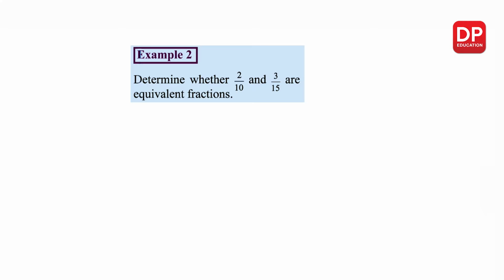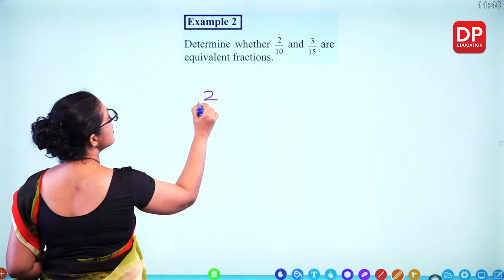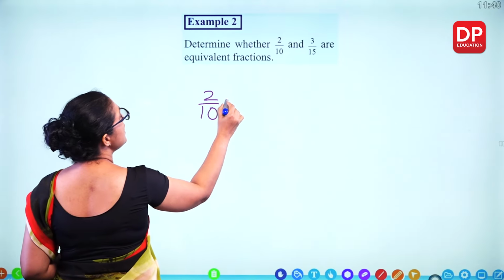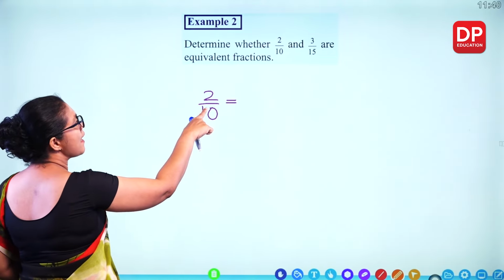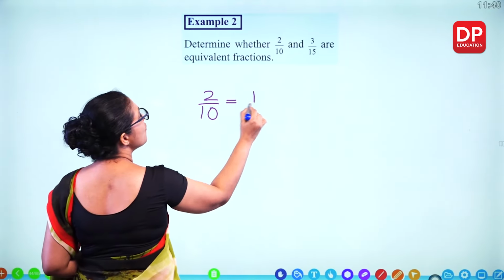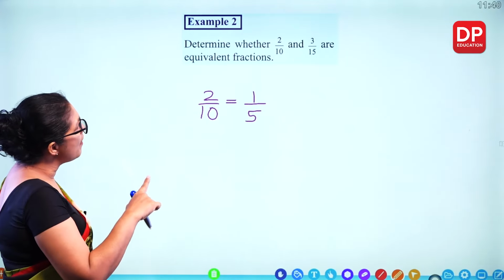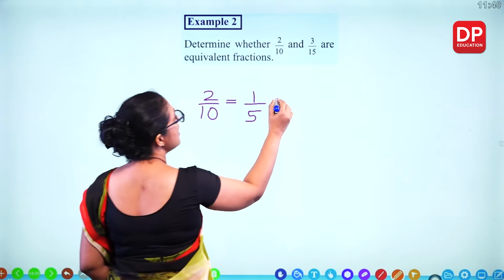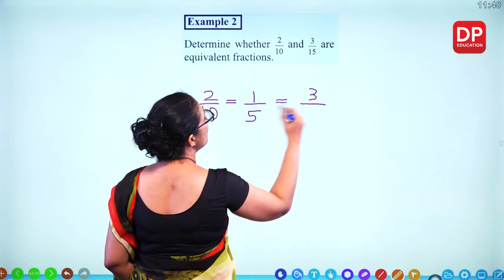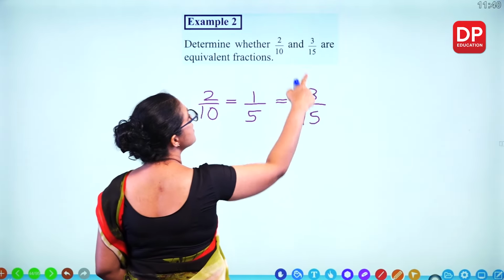Example number 2, determine whether 2 over 10 and 3 over 15 are equivalent fractions. So we'll do that. 2 over 10, I can simplify. So first I can find out the simplest form, 1 over 5. When you multiply by 3, you get 3 over 15. So that's the same.